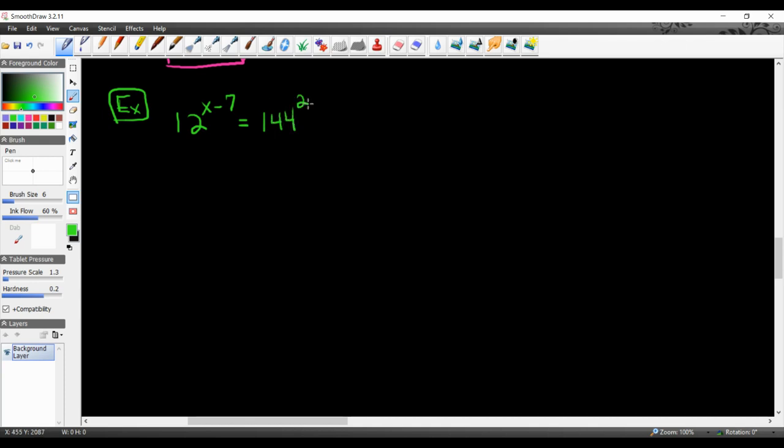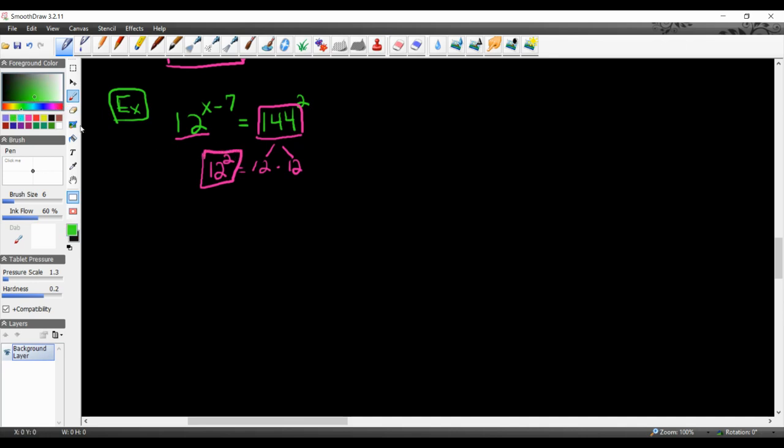144 squared. Okay, so just like the one before, you can see that 12 is the smaller one, and 144 can be written as 12 times 12. Okay, so since we already have a 12 here, we're pretty much done. This is 12 squared because there's two of them, 1, 2. So we're going to replace this 144 with this 12 squared.